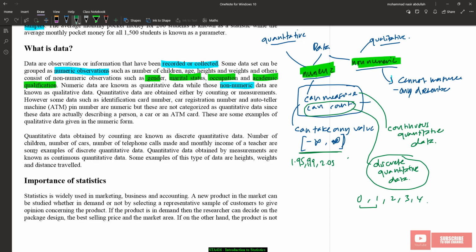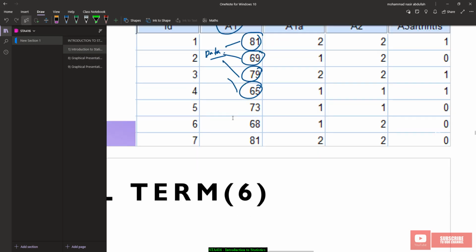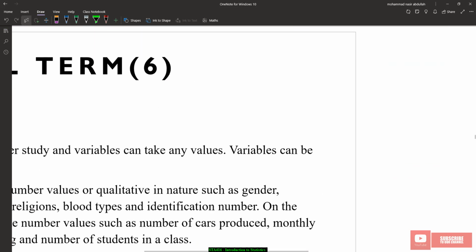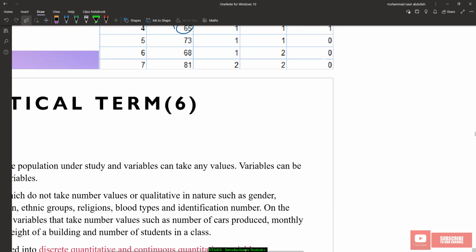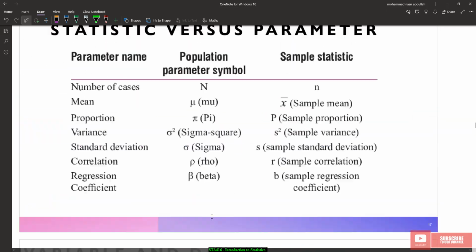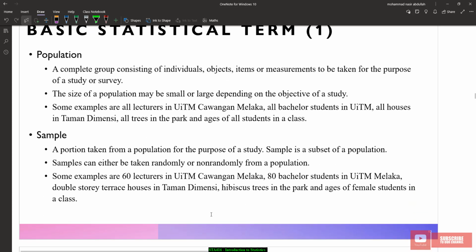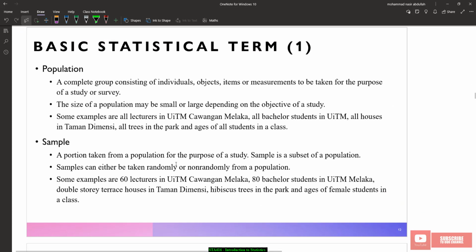Right. Now, let's look at basic statistical terms. Basic statistical terms that we need to understand. We have several basic statistical terms. Let's say, okay, I kecilkan sikit. Saya pergi ke slide ni lah. Nampak sikit. Okay. Let's go back to basic statistical terms. So the first term that we need to understand is population.